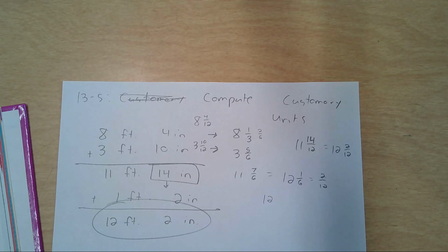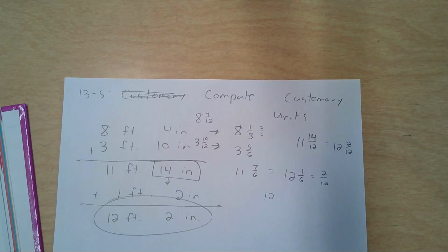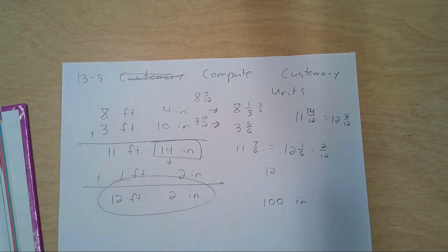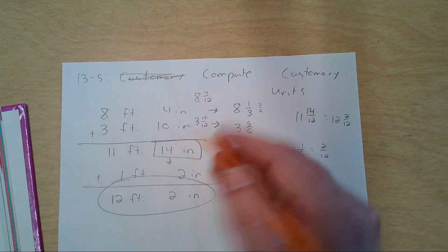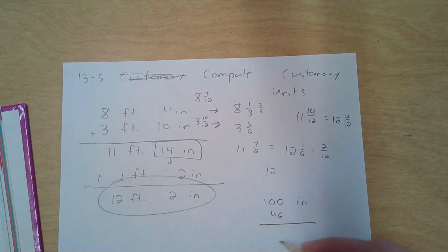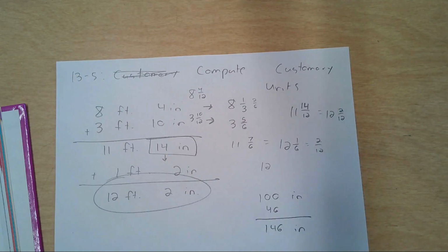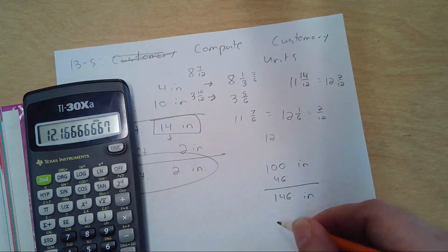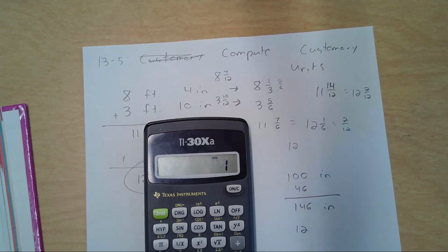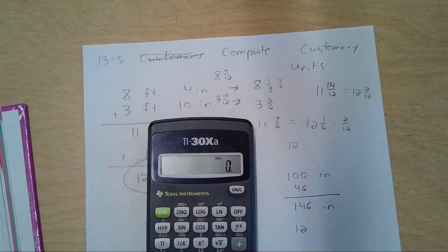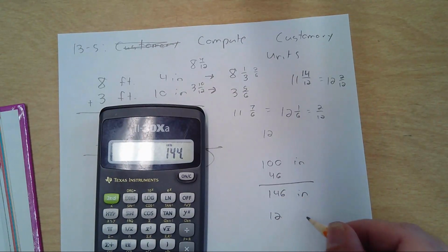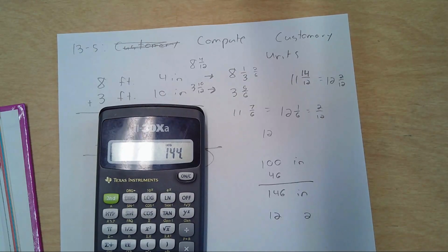You could convert them to inches as well too, and then make your conversion at the end. So 8 feet, 8 times 12, 96, that's 100 inches, 8 feet 4 inches, plus 3 feet 10 inches, 36 plus 10 is 46 inches. So I have 146 inches, and I could do 146 divided by 12. Well, there's my 12. 12 times 12 is 144. 146 minus 144. There's my 2 inches left over.